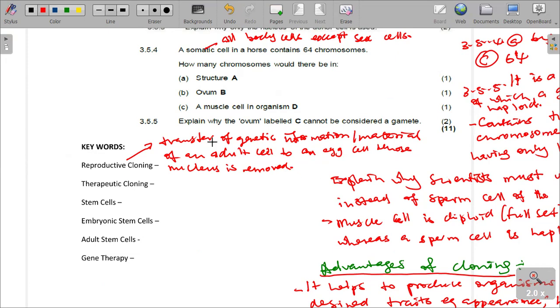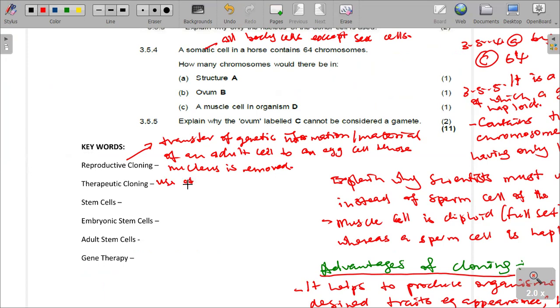Therapeutic cloning is the use of embryonic or adult stem cells to produce new tissue cells to treat diseases. The use of embryonic or adult stem cells to produce new tissue cells for the treatment of various diseases.